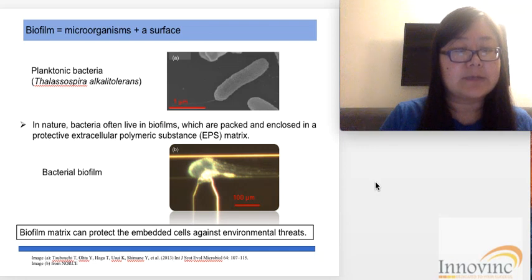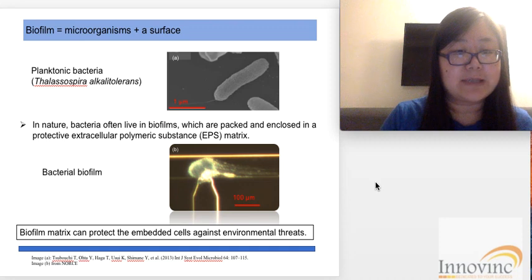Planktonic bacteria, Thauera spira, which is our model bacteria. It is isolated from an onshore oil reservoir. But in nature, bacteria often live in biofilms, which consist of a microbial community embedded in an EPS matrix.